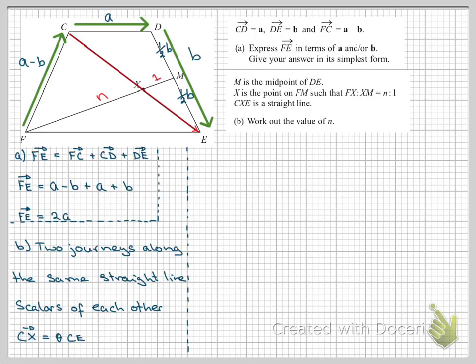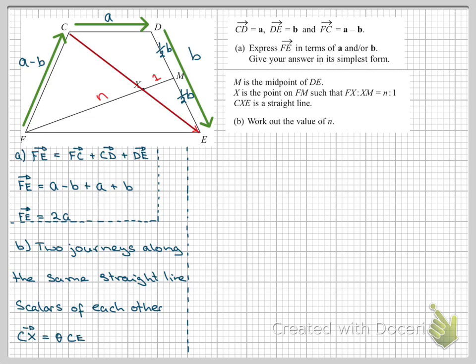I've got the shape already labelled here with the various vectors given in the question. F going to C is A minus B, C going to D is A, and D going to E is B. And we're told that M is the midpoint, which I've labelled here with D going to M, 1/2 of B, and M going to E as 1/2 of B. CXE is a straight line, so I put that in.